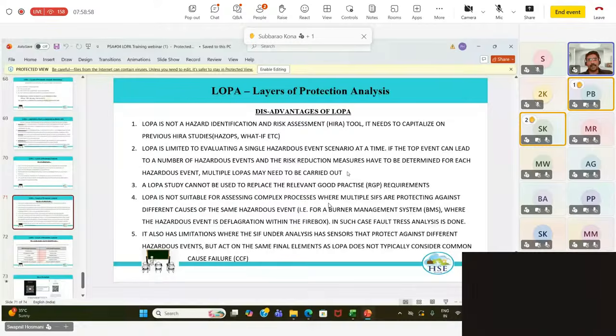Okay. Then a LOPA study cannot be used to replace good engineering practices. Again, these are important, right? Relevant good engineering practices are important because they determine the design of a system. LOPA is only to ascertain the safety of a system, right?